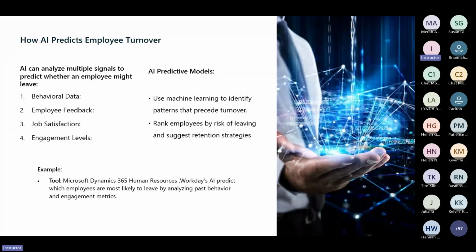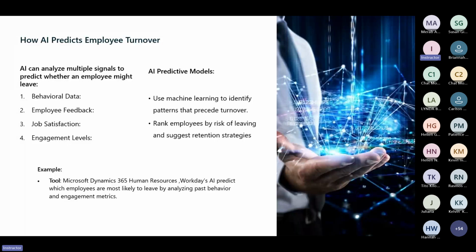Second, we have employee feedback. This is where AI can read between the lines of the surveys and of the reviews. Like if someone constantly mentions stress, poor management, or lack of growth, this is a red flag. Platforms like Culture Amp use this to spot dissatisfaction early.